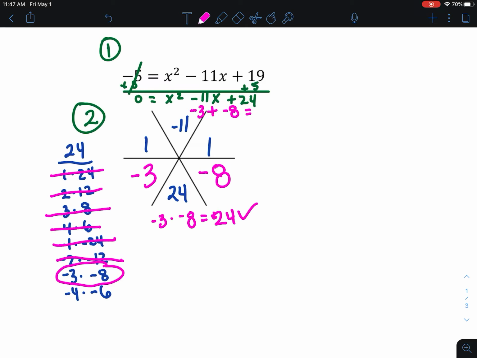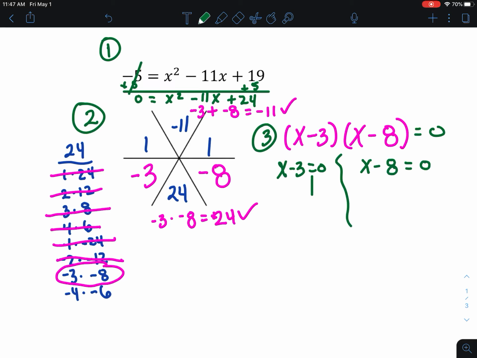So what about negative 3 plus negative 8? Remember, if they're the same signs, add and keep the sign, so it equals negative 11. So those are my two choices. So my factors are x minus 3 and x minus 8. Remember, this is the final step. You keep going, okay? Equal them to 0 and solve.